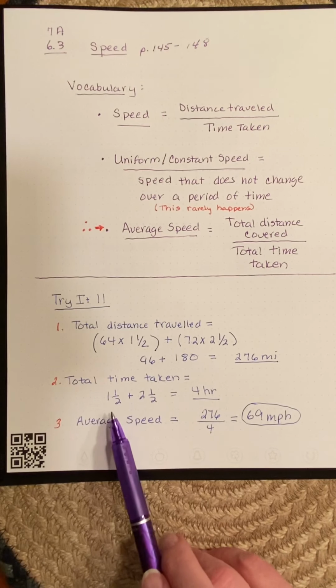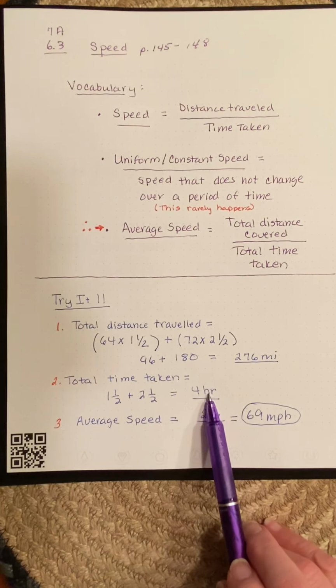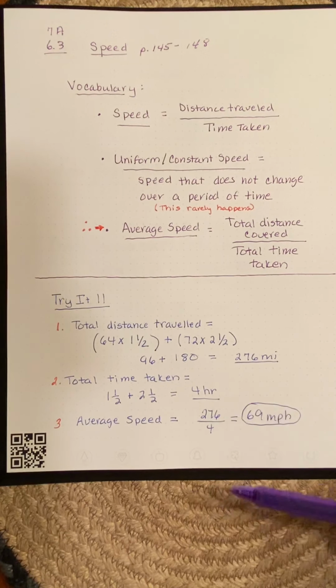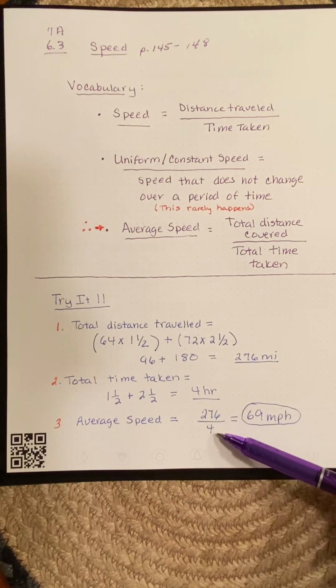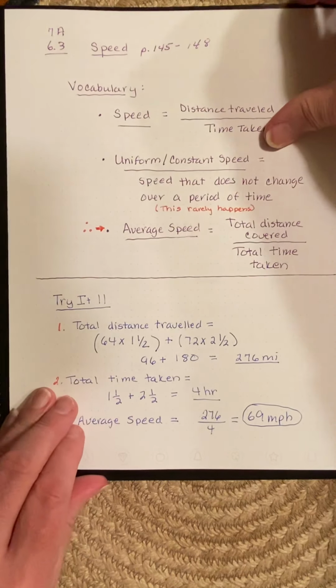Well, again, I'm going to use 1.5 hours plus 2.5 hours, which is 4 hours. Now I can put those two figures into the fraction I need. So total distance covered is 276 miles. Total time taken was 4. So I'm going to divide those two. I come up with 69 miles per hour as my average speed for this journey. Okay.